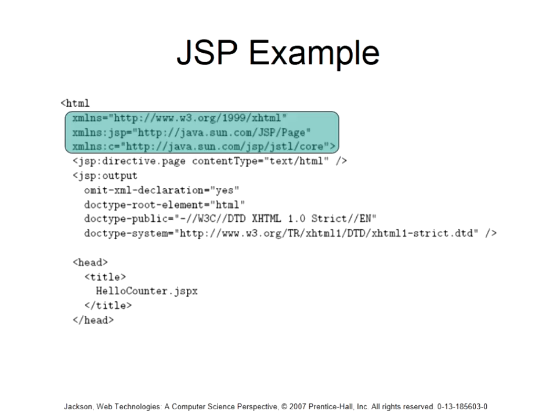So xmlns, http://www.w3.org, etc. This is to specify XHTML tags. This is to specify GSP tags. This is to specify C tags.